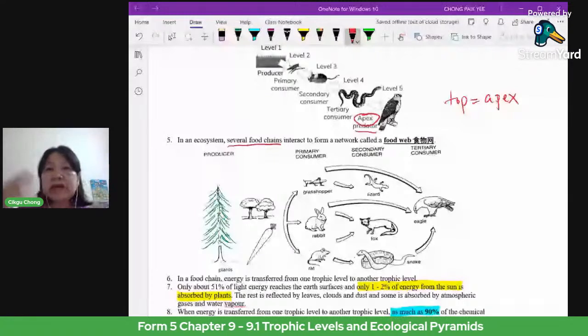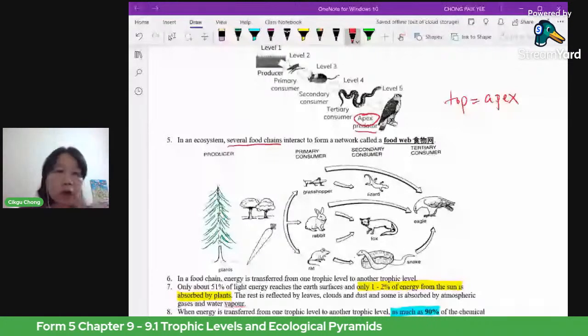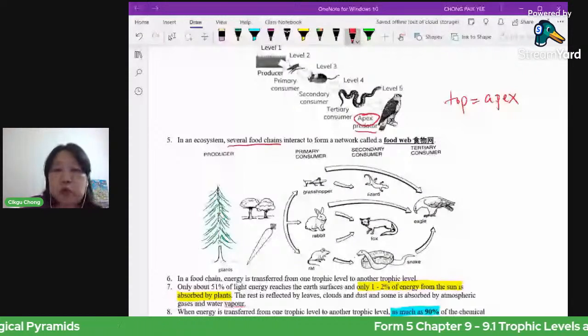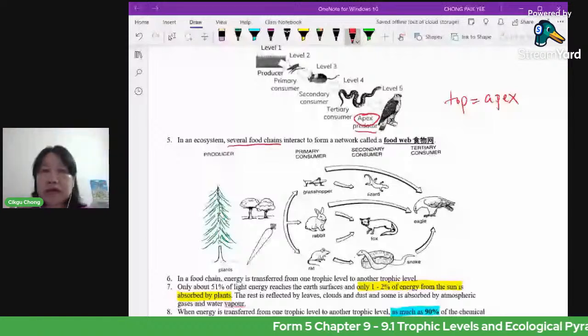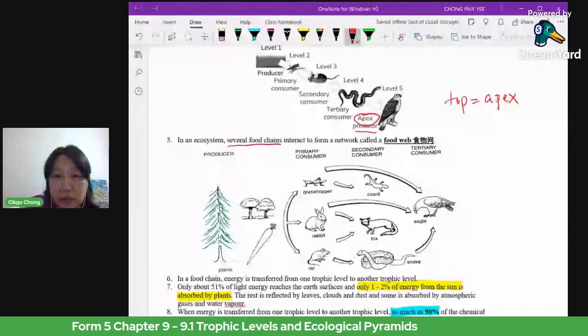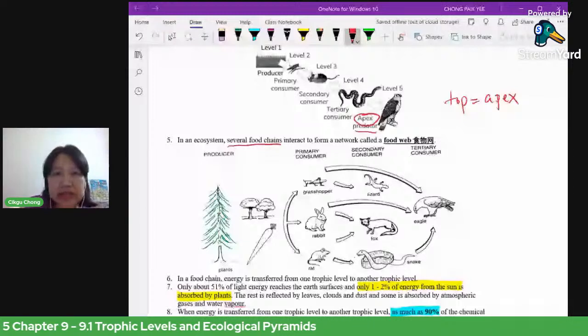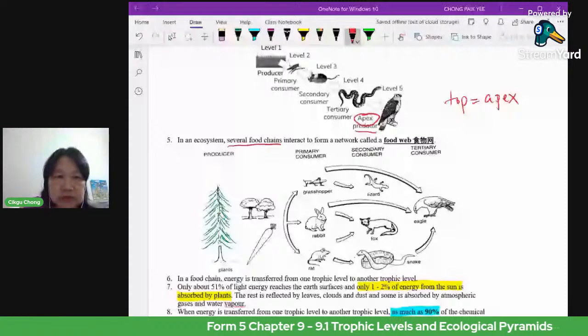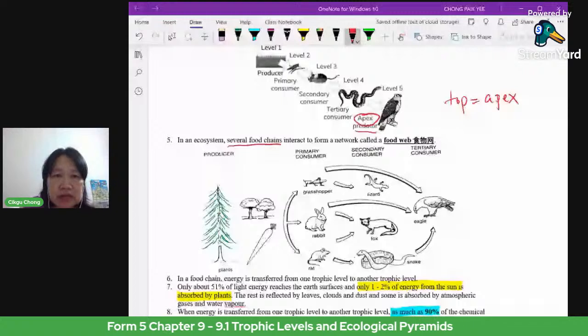Okay, so you have a more complex kind of structure, called a food web. So a food chain is just one line, but a food web is more than one food chain joined together. It is a network of a few food chains. Okay, so like you see here, this is a web. This is a web because your producer is here, right? Producer. And then you have grasshopper as the primary consumer.